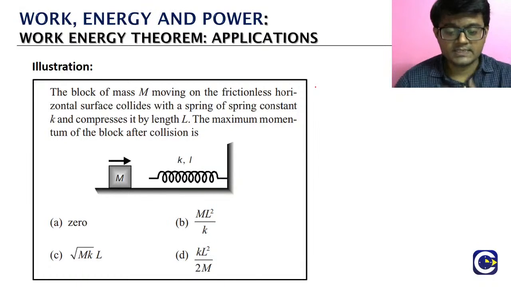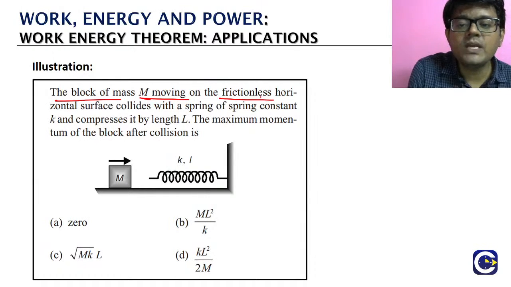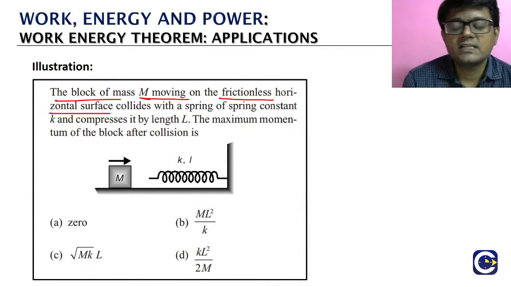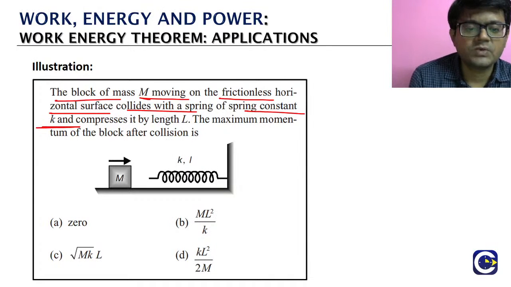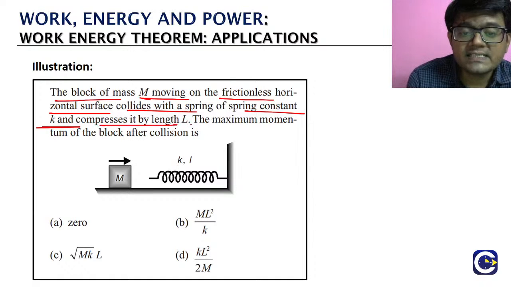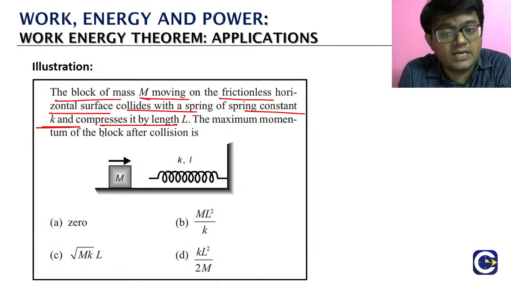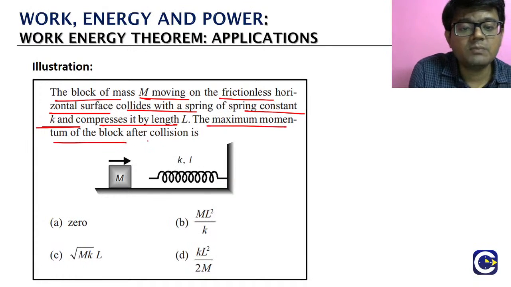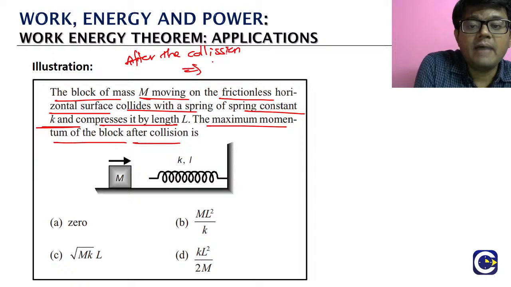I think this is a question that has come in one of the previous years. A block of mass m moving on a frictionless horizontal surface collides with a spring of spring constant k and compresses it by a length L. After the collision, it is compressing it by a length L. The maximum momentum of the block after the collision. What are they asking? After the collision, the block's maximum momentum.